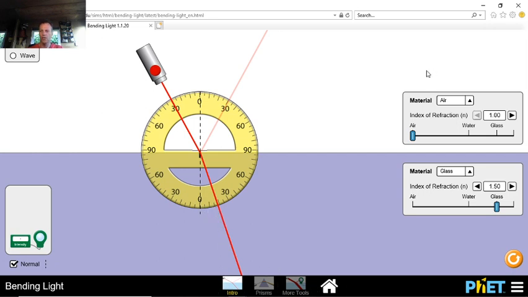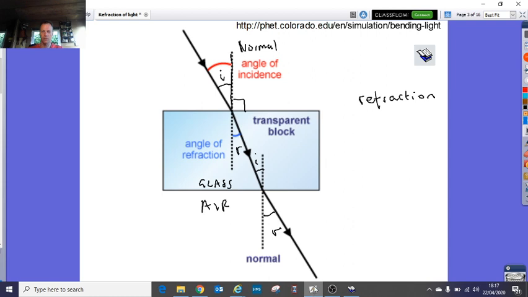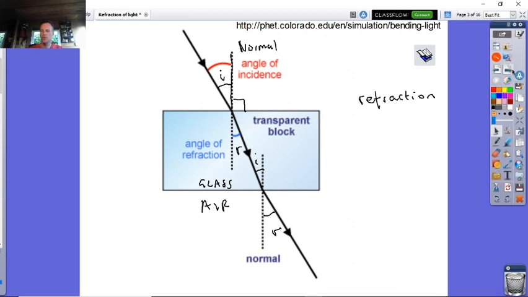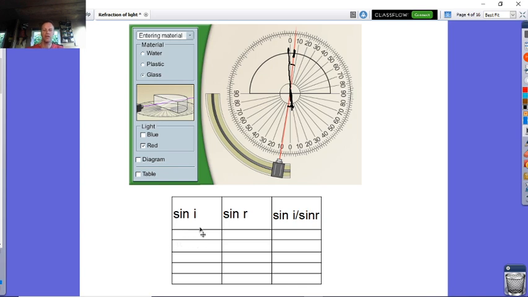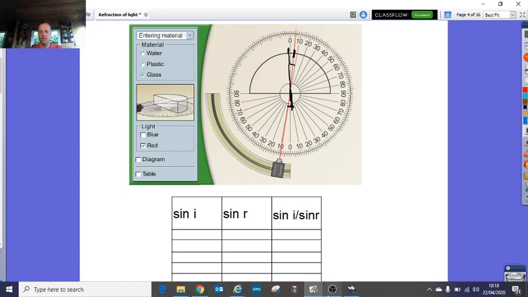Now, going back to where I was, you can do this practical. I'd like you to measure sine I, by doing the sine of your angle of incidence, then sine R, and then work out sine I divided by sine R and put them into here. Then I want 1, 2, 3, 4, 5, about 6 results. 5 would do, but do about 6 different angles.